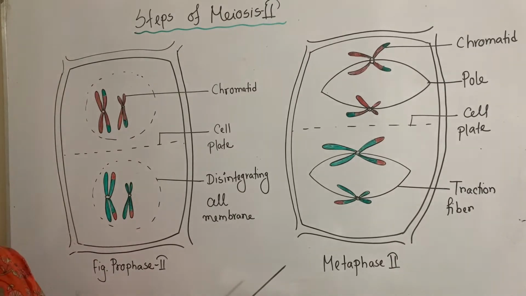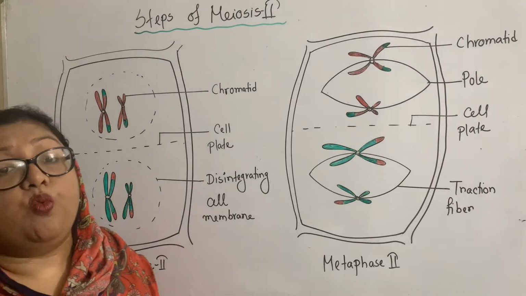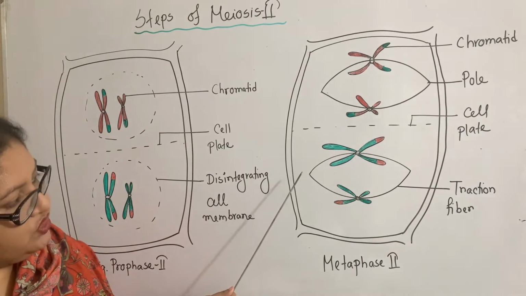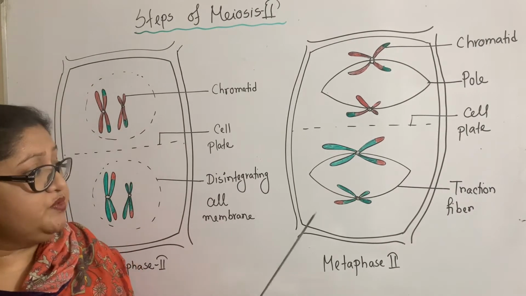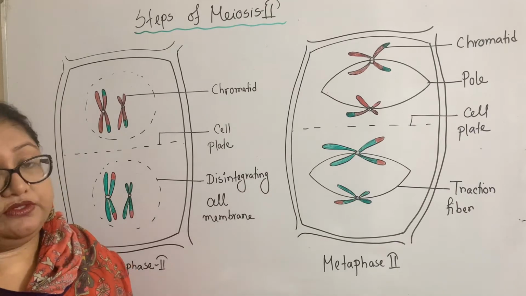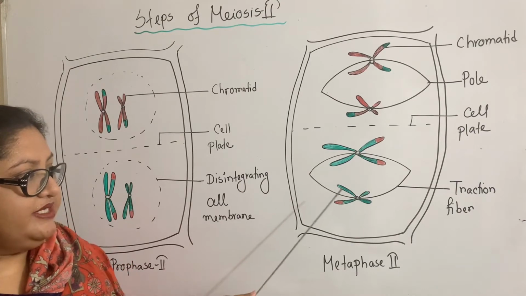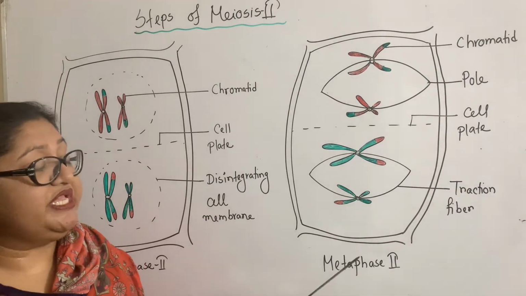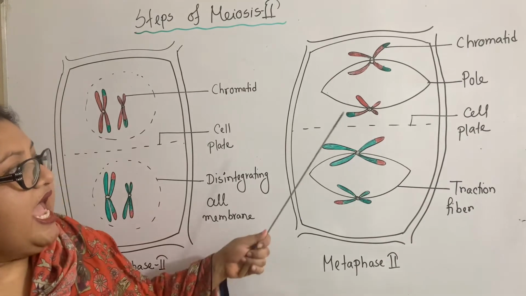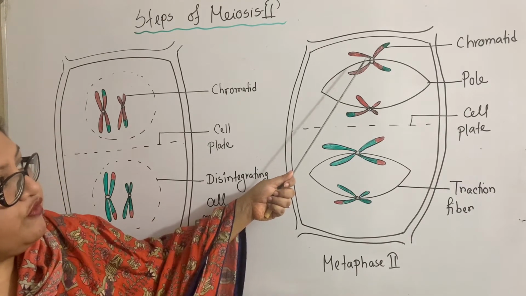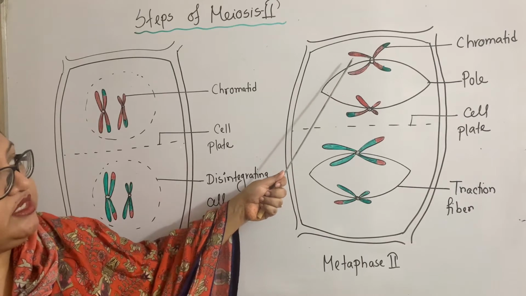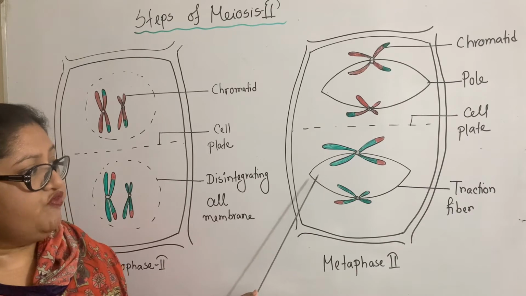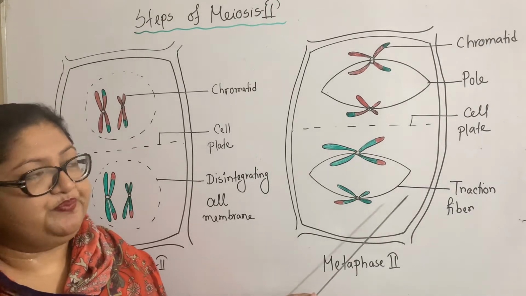Now, metaphase 2. What are the characteristics of metaphase 2? In case of metaphase 2, as in mitosis, you can see that spindle apparatus are produced here also. At this stage the chromosomes become shortest and thickest, and you can see the centromeres of the chromosomes remain attached with the spindle apparatus. These spindle apparatus or fibers are known as traction fibers.